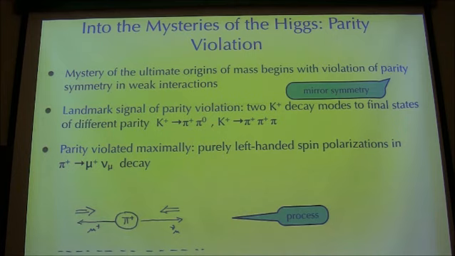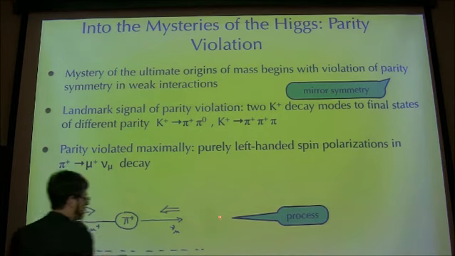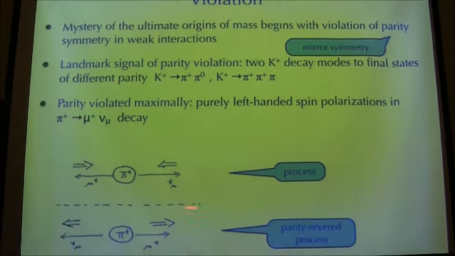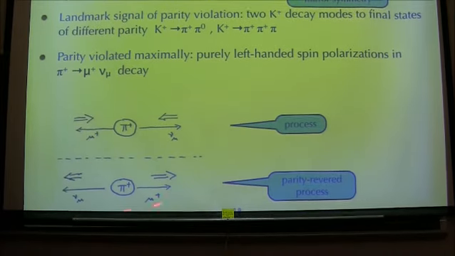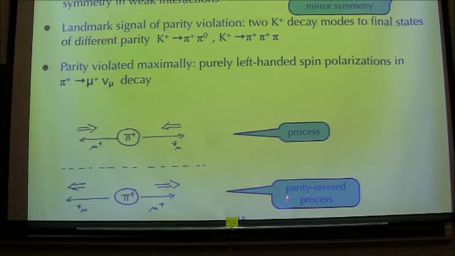And the way that you can see that is that there are only left-handed spin polarizations in decays of pions. I'll try to explain this, but it could be a little bit technical. So here's the process. And this is a mirror, and this is the mirror reverse process, or the parity reversed process.